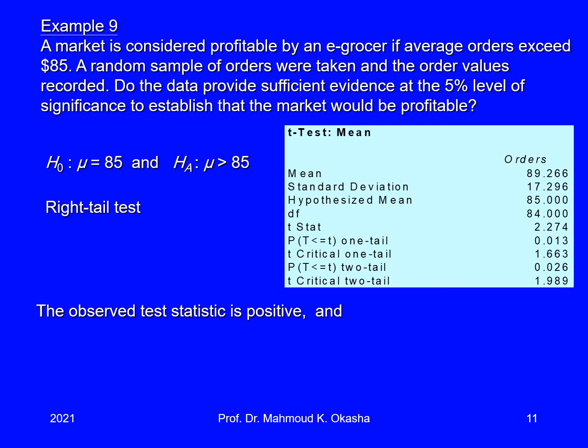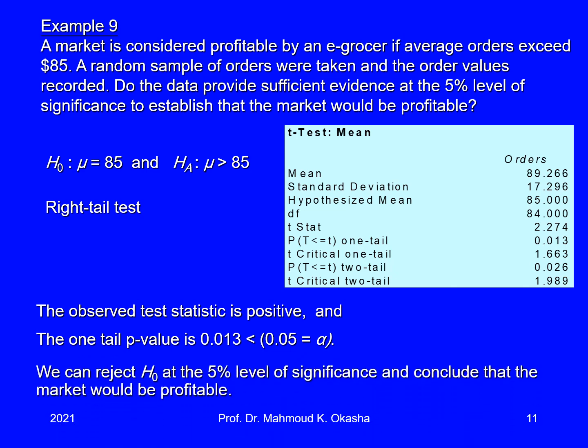So we can conclude from this result that we reject the null hypothesis at the 5% level of significance and conclude that the market would be profitable. So we reject the null hypothesis and we conclude that the market would be profitable.